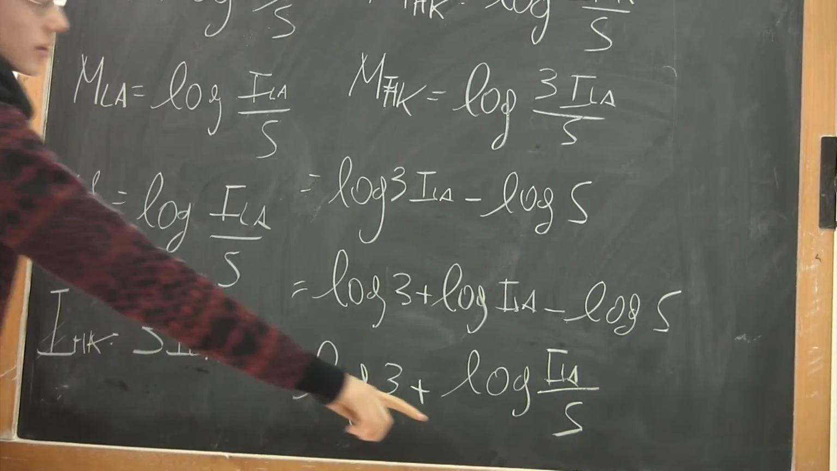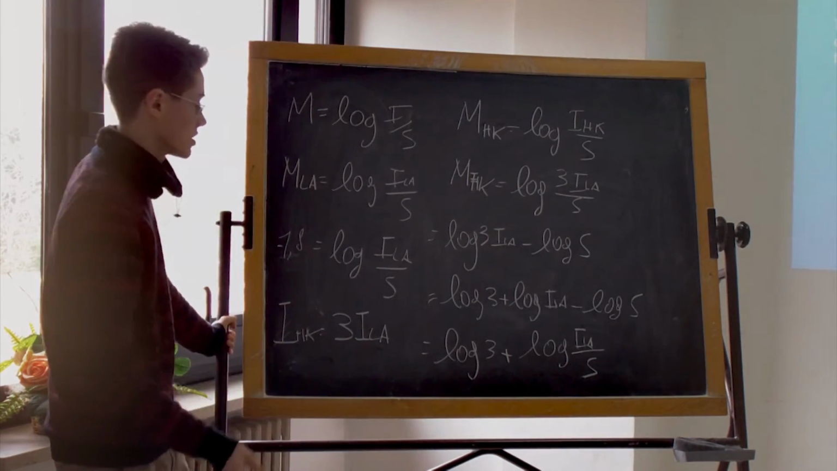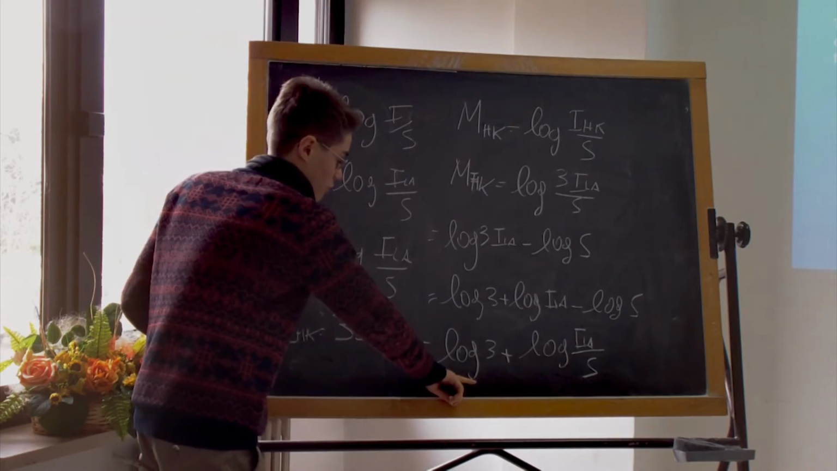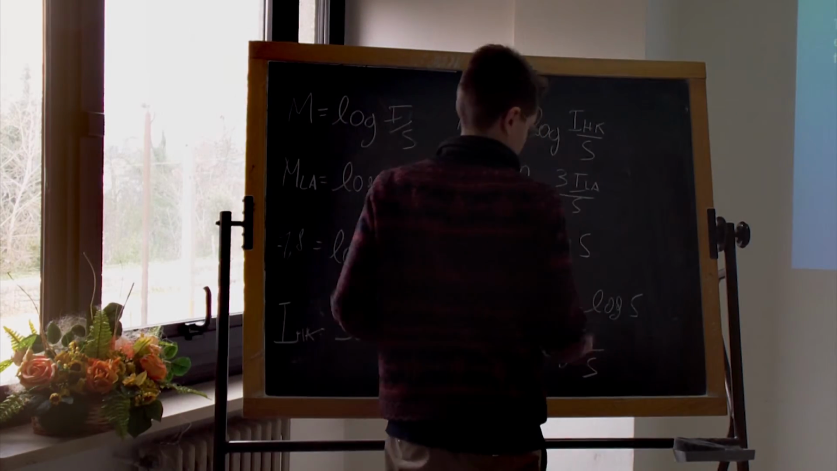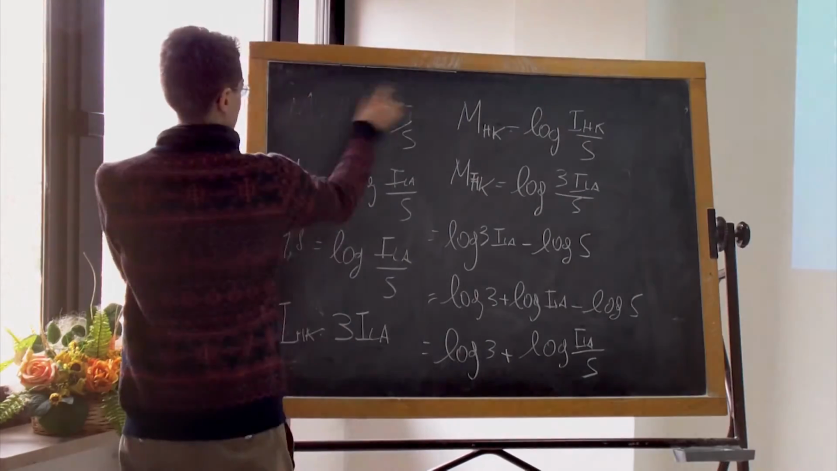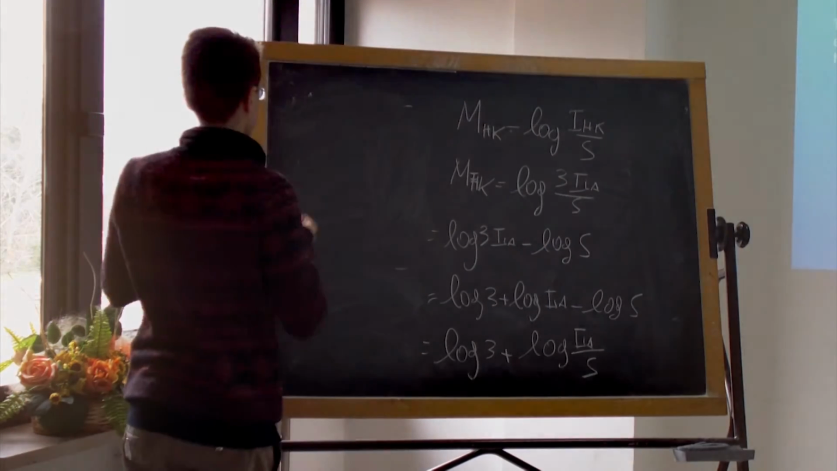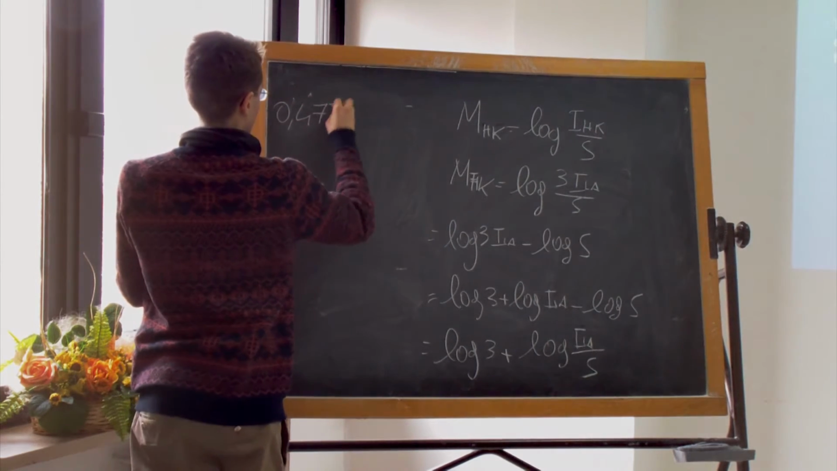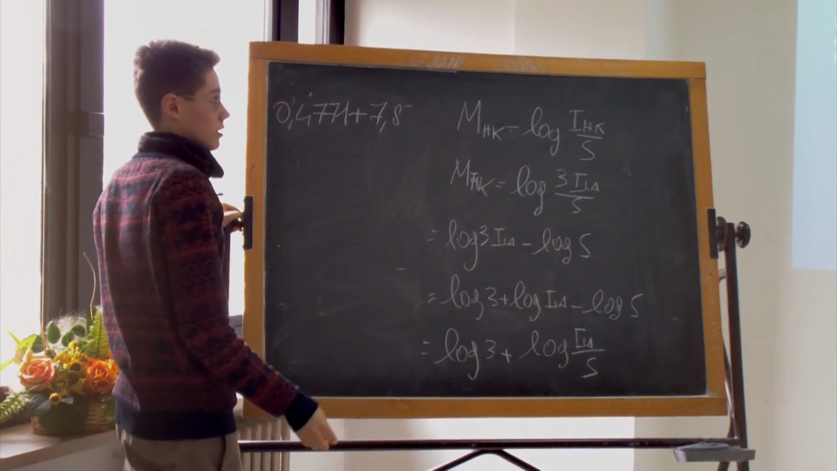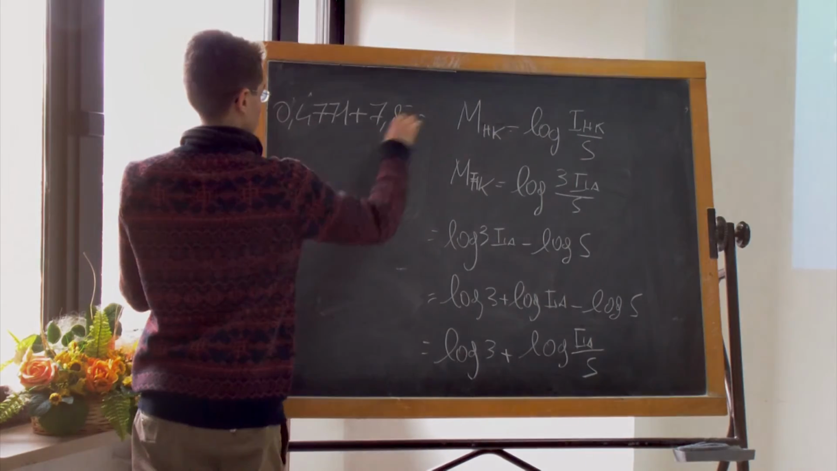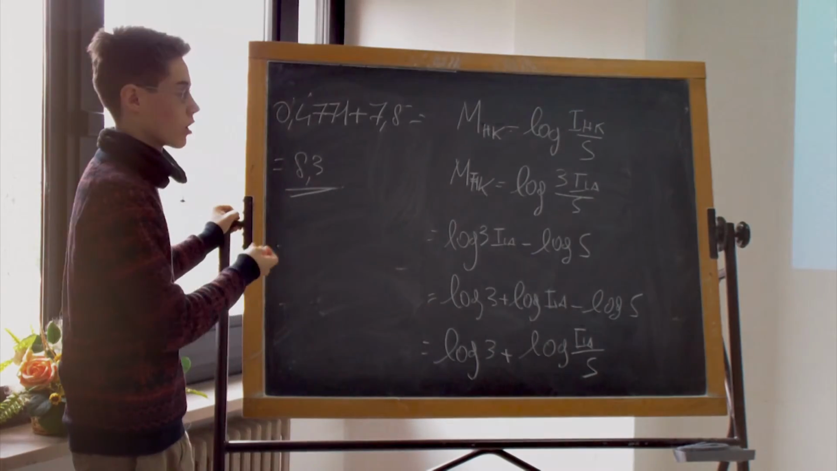So we know that this is 7.8 because it's the magnitude of the earthquake in Los Angeles. So we just have to calculate the logarithm of 3, that is 0.4771. So plus 7.8, that is the magnitude of the earthquake in Los Angeles. So it becomes 8.3. That is the magnitude in Hong Kong.